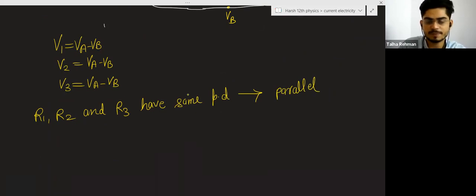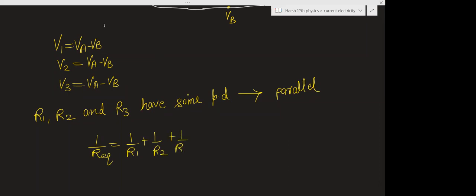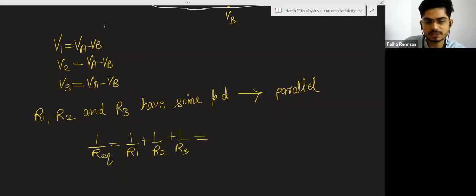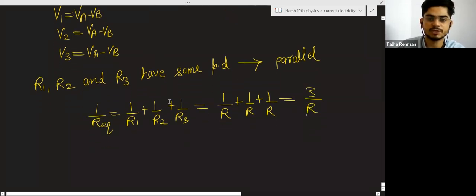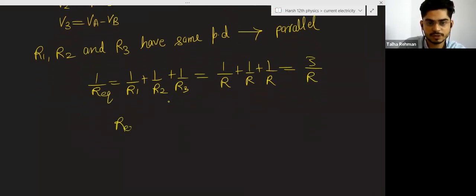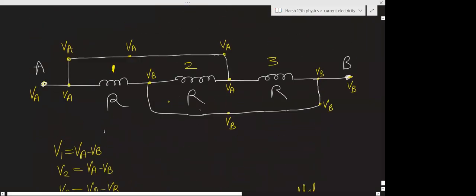So for a parallel combination, 1 upon R equivalent equals 1 upon R1 plus 1 upon R2 plus 1 upon R3, and all the resistances are equal: R1 is equal to R, R2 is equal to R, R3 is equal to R. You will get 3 by R. When you calculate the equivalent resistance, you will get R by 3 as your answer. So note it down.